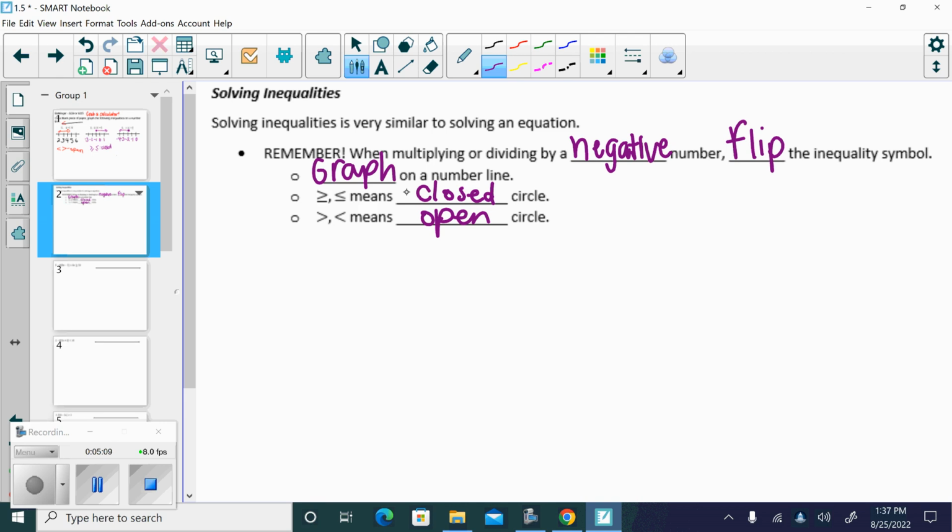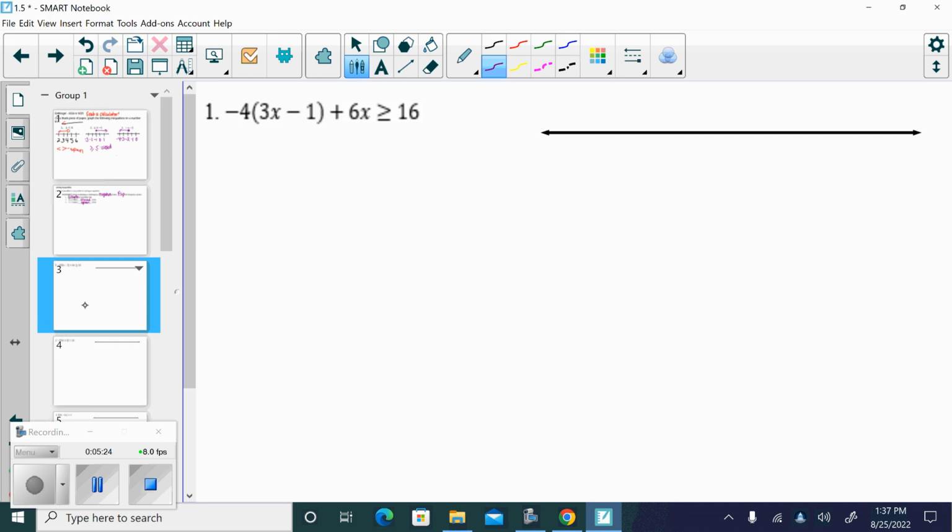So you need to remember when to have a closed or open circle. You need to know when to flip the sign, and then we got to graph it. Okay? All right, so let's jump right into number 1. Okay, so number 1, you solve it just like you would an equation. You just have to be careful with your inequality.